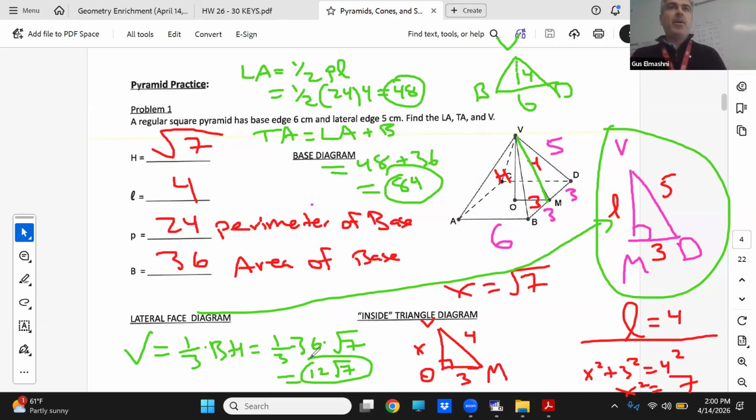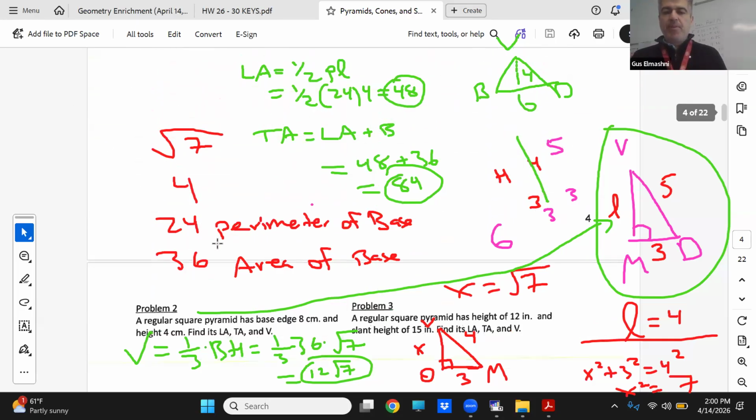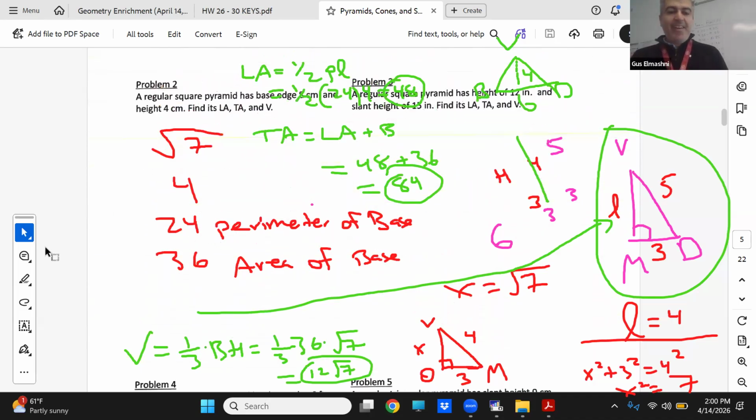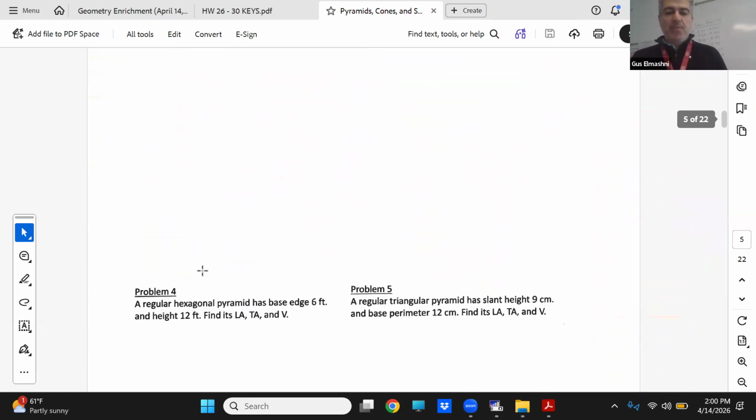So those are your answers: 48 for the lateral area, 84 for total area, and 12 root 7 for volume. It's pretty involved. We obviously dedicated a whole page to that problem. All right, obviously you're going to squeeze some stuff in here.